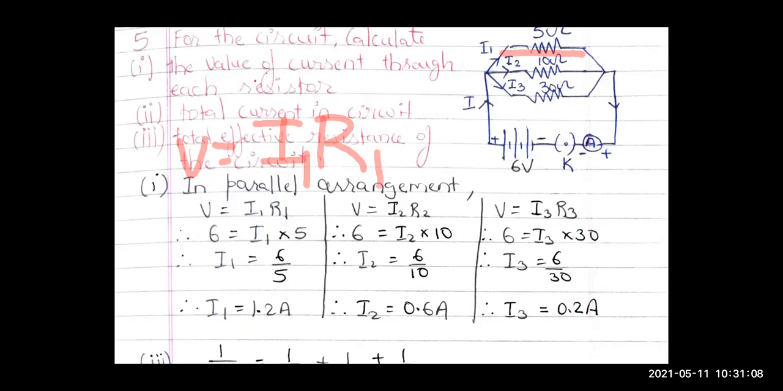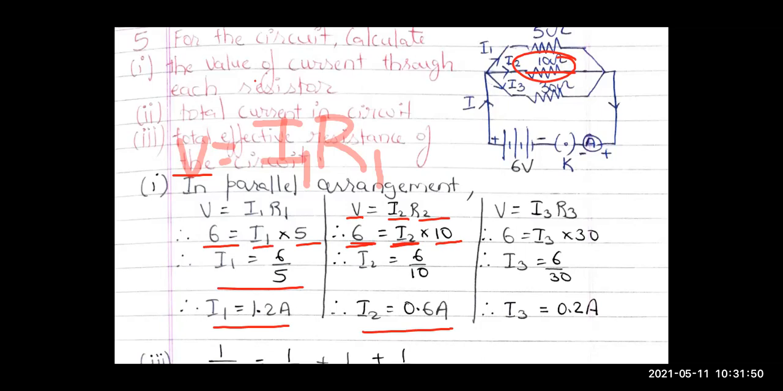So let's put the values. Here the value of V will be 6. Value of I1 we don't know, but value of R1 is 5 ohm. So if we make I1 the subject of the formula, I1 is 6 upon 5, and 6 upon 5 is 1.2 ampere, right? Similarly, applying Ohm's law for the second resistor, that is 10 ohm. Ohm's law is V equals IR. V will be as it is, but what is the current through the second resistor? I2. Resistor is R2. Voltage is 6. R2 is 10 ohm, as you can see here. So I2 is 6 upon 10, that is 0.6 ampere.